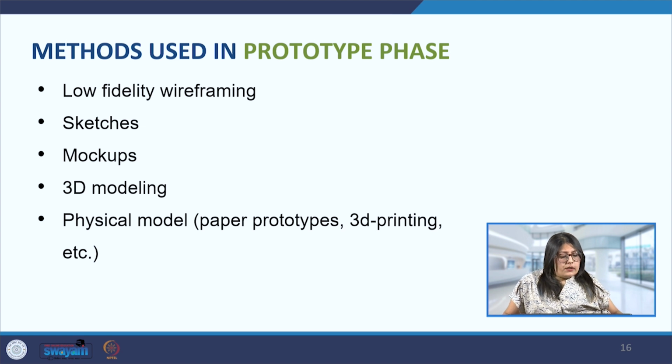And then we have the physical model. The 3D modeling that I gave the example of was a physical model. But in terms of a digital prototype, we can achieve that as well before we roll out our app or website. And in physical models, we have paper prototypes, 3D printing, and certain other methods.